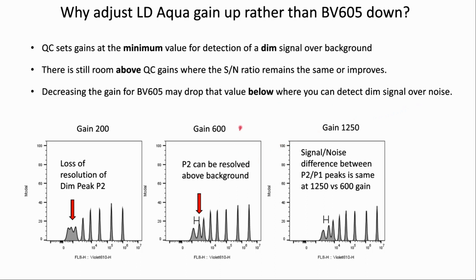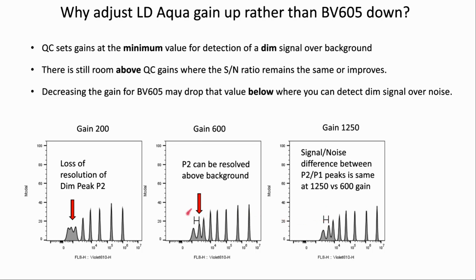In this sample of a gain titration on the instrument, we can see that QC set the gain at 600, where the P2 peak can be resolved above background. However, if we drop the gain from 600 down to 200, we lose resolution, and the P2 peak merges into the dim peak background. However, increasing the gain from 600 to 1250, the signal-to-noise ratio between the two peaks remains the same.